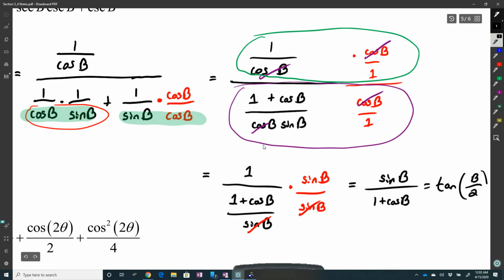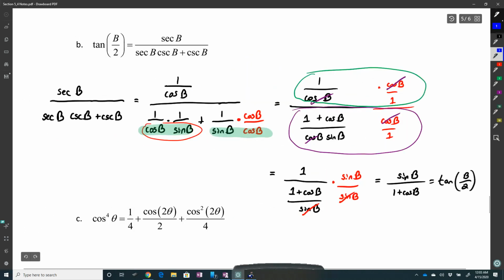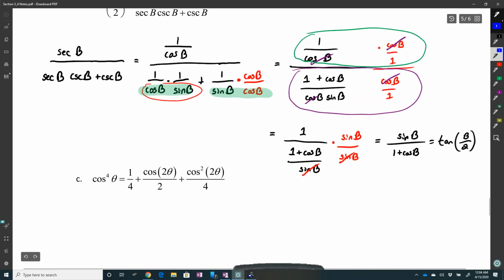All right, so I apologize for screwing up. But yeah, these proofs are going to have a lot of fractions within fractions. So they may get a little bit frustrating. But as with all math things, the more you do it, the more you kind of get used to manipulating all the variables. All right, last one.